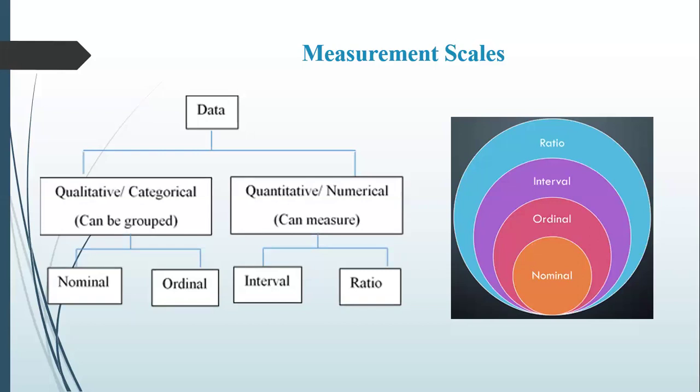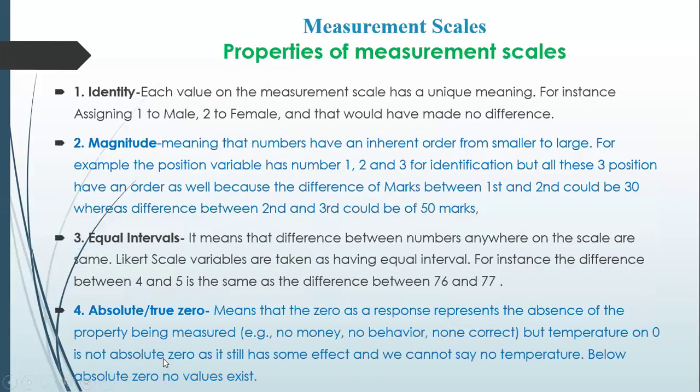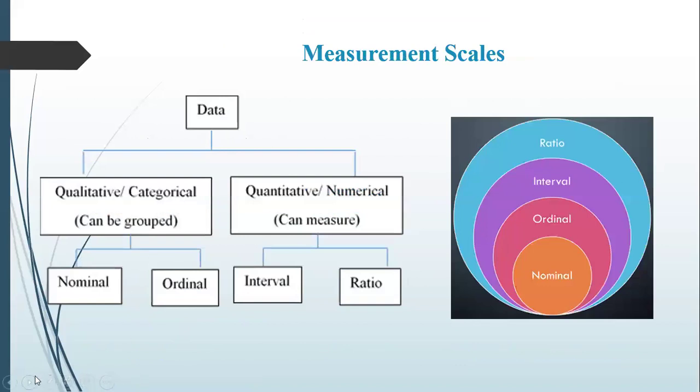So the fourth one is the ratio scale. That is the highest level of measurement. Ratio scale. The main difference between interval and ratio is that there we define the absolute zero value. As in the properties slide, I told you about absolute zero value. This one, the fourth one. Absolute zero means none. No money, no behavior like that. So that property comes under the ratio scale.